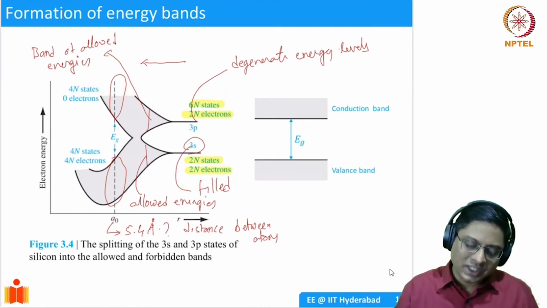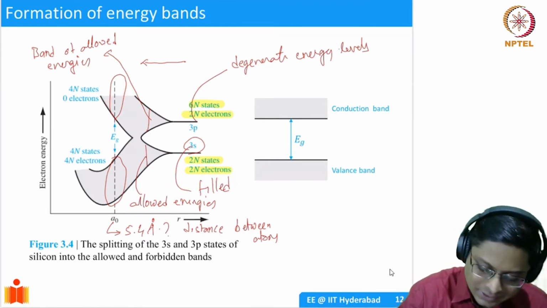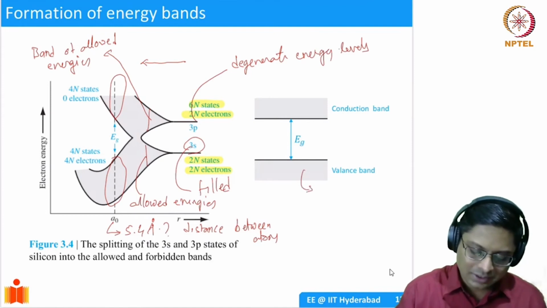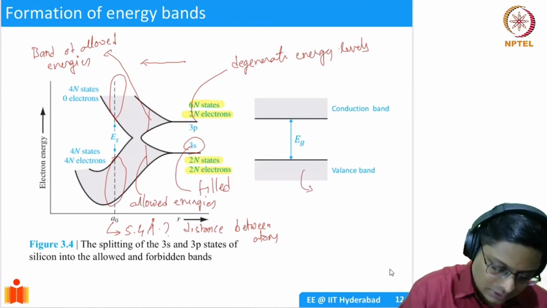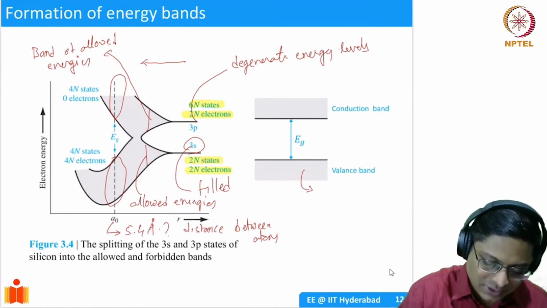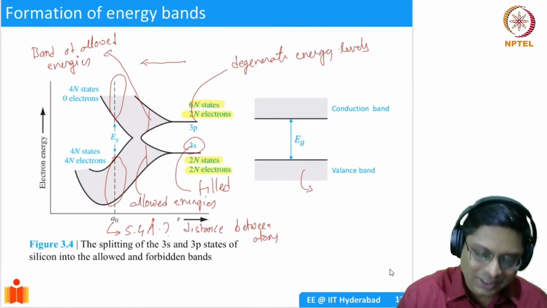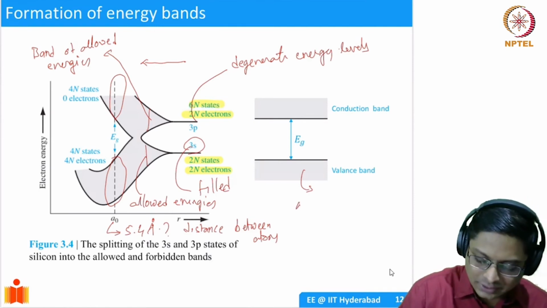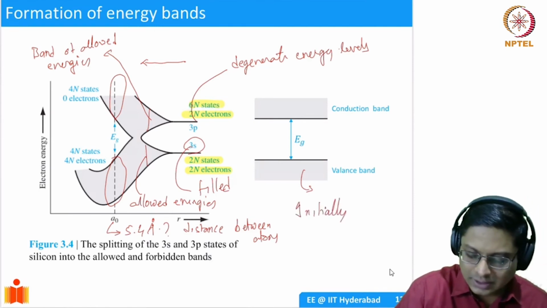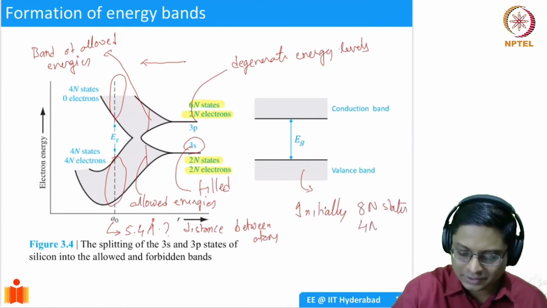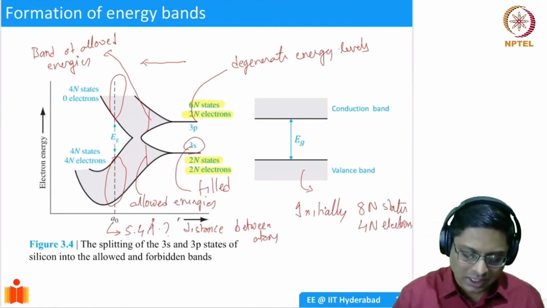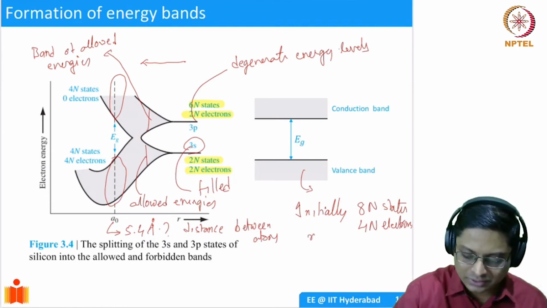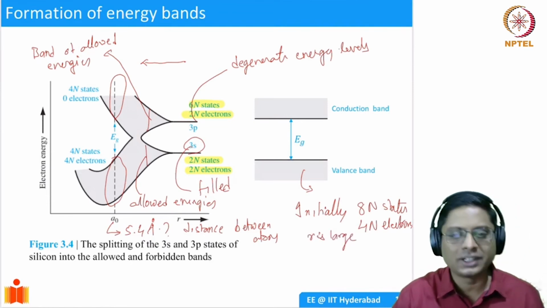So what you see is, how many states are there in this branch? Initially, there were 2n states here and 6n states here. So initially there were 8n states, out of which 4n are filled. 4n electrons are there. That was the initial condition when R was large. R is large. At this point, it is like that.